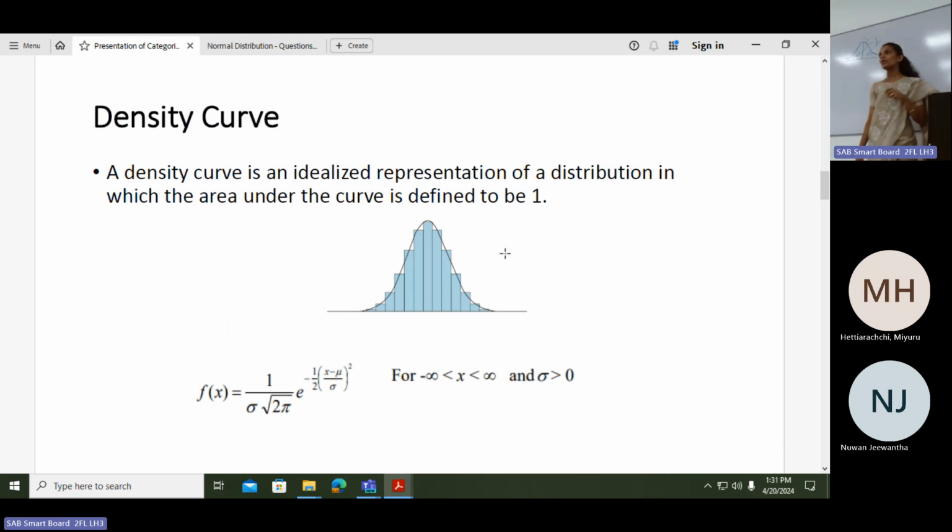This curve we call the density curve. A density curve is an idealized representation of the distribution in which the area under the curve is defined to be 1. Why is the area under this curve equal to 1? Because this area represents the total probability. This is the formula here, but we do not use this formula to get the value. You can use the Z table to get the probability value.